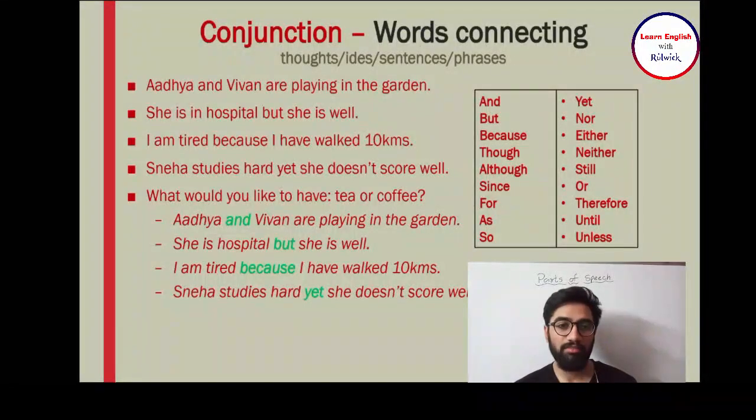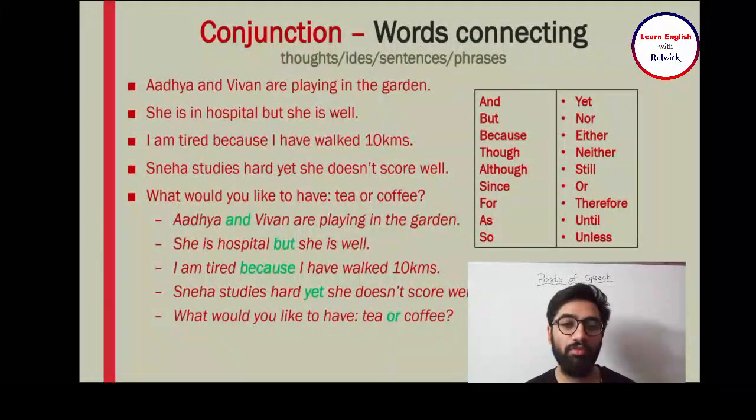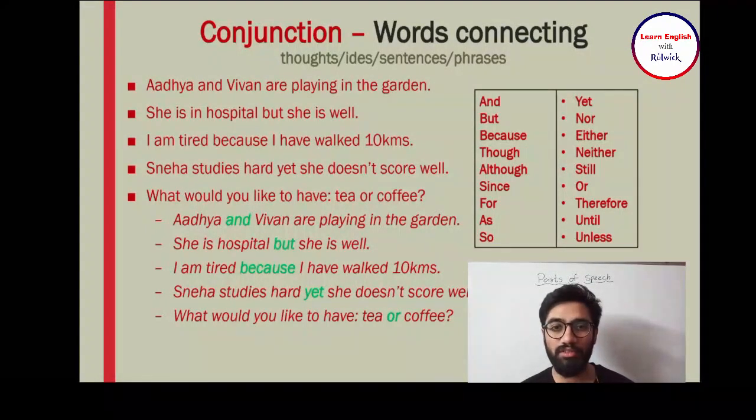Sneha studies hard, yet she doesn't score well. There might be some problems. She studies very hard, but she is not able to score well. And the last sentence, it's very common. What would you like to have, tea or coffee? We are giving an option by using the word or. So that's about conjunction. There are lots of conjunctions and you can always identify them while reading.